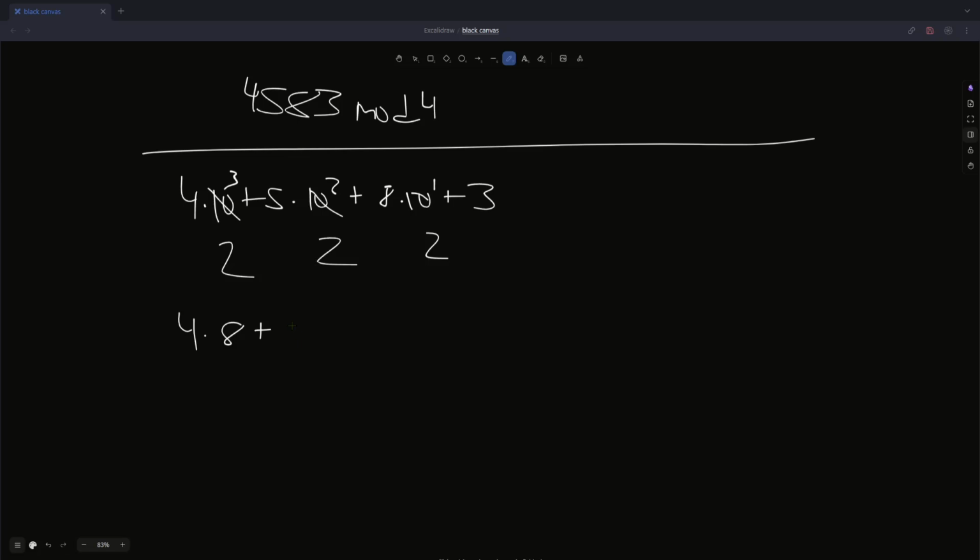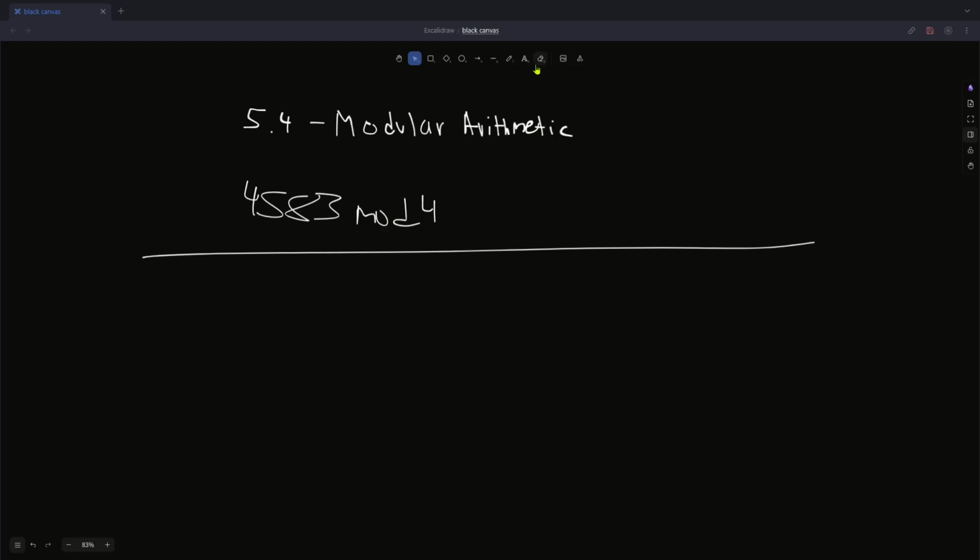So 4 times 8 plus 5 times 4 plus 8 times 2 plus 3, we get 32, plus 20, plus 16, plus 3 equals 52 plus 16. Yeah, should be 71. So that just means this is congruent to 71 mod 4. And obviously you can go even further, keep modding it down, but this is the smallest one that we can do with this operation that is still congruent to this.